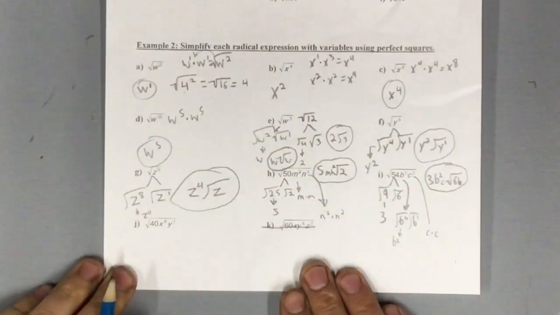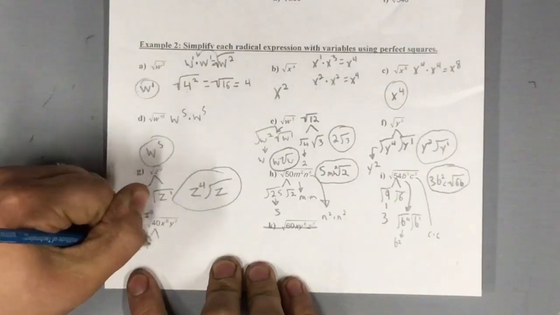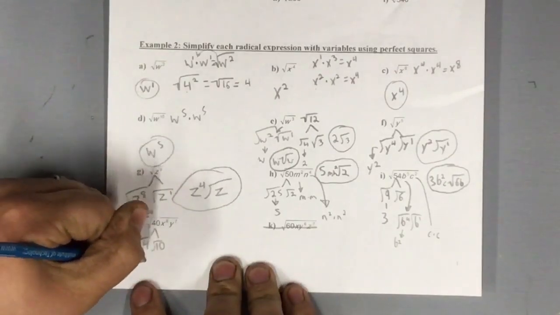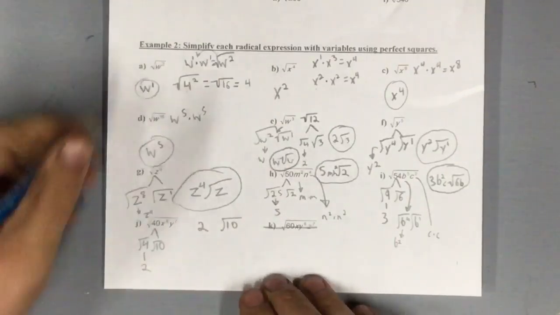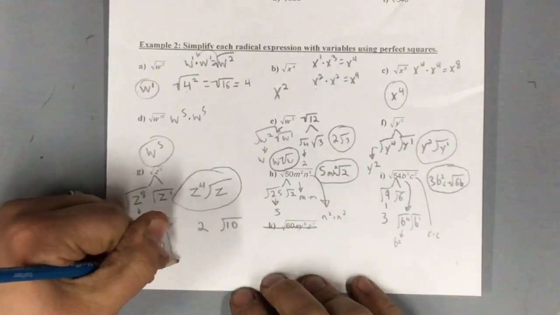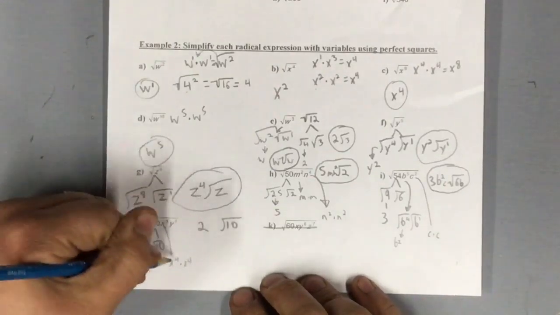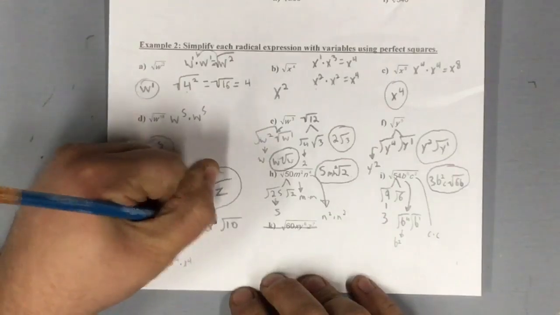This last one, I'm going to start with the 40, break that down to 4, which is a perfect square, and 10, which is not. This breaks down to 2, so I'm going to have 2 and that radical 10 left over. X to the 8th can be divided by 2, so that's x to the 4th times x to the 4th. Those are written twice and they're identical, so it can be written to the outside one time.